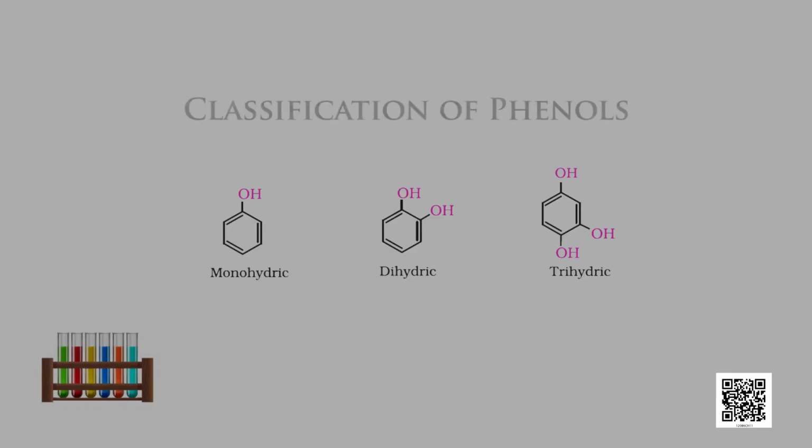As in the case of alcohols, phenols also may be classified as mono, di, tri or polyhydric compounds depending upon whether they contain 1, 2, 3 or many OH groups respectively in their structures, as you may see on the slide.